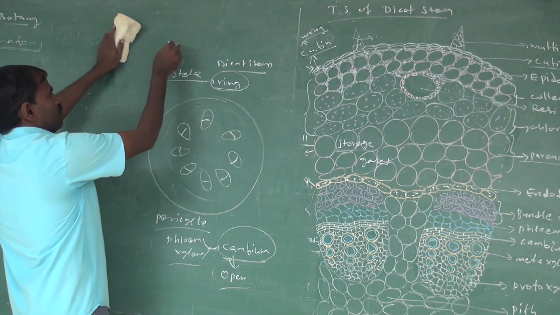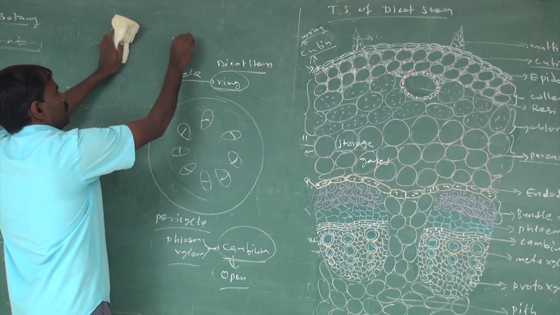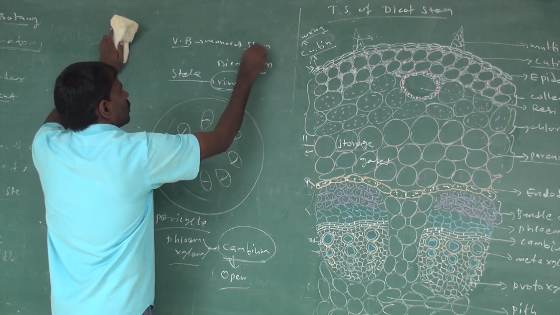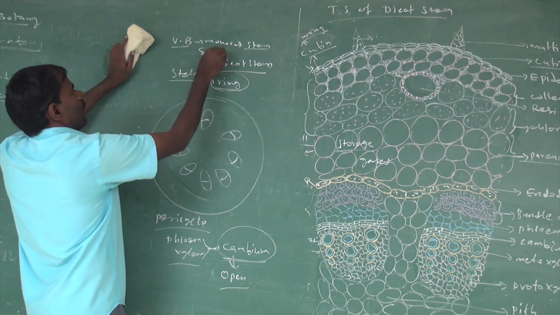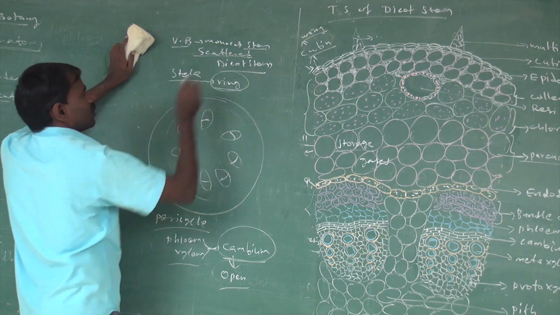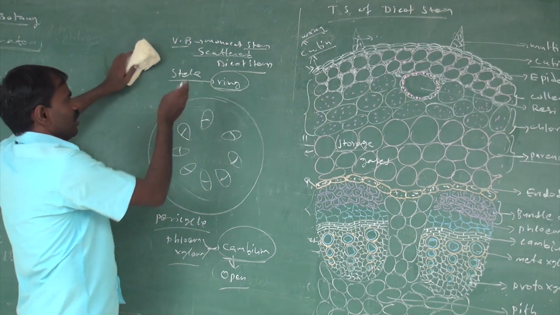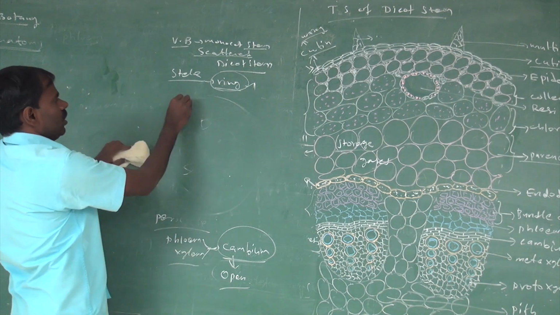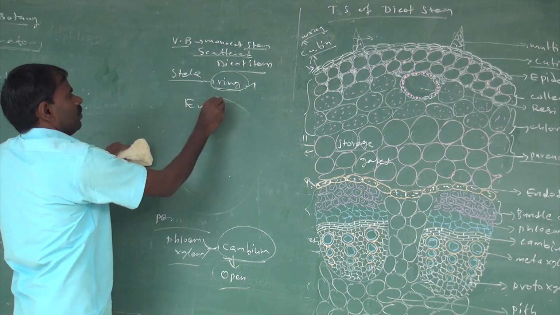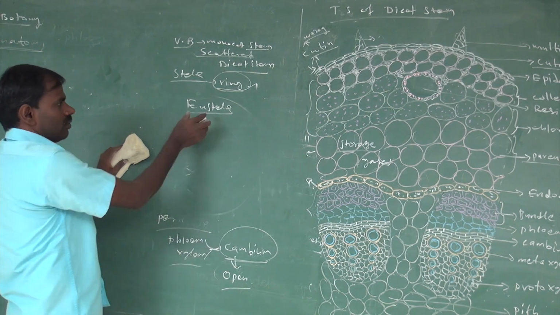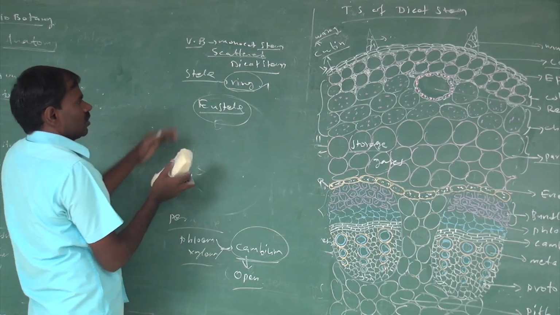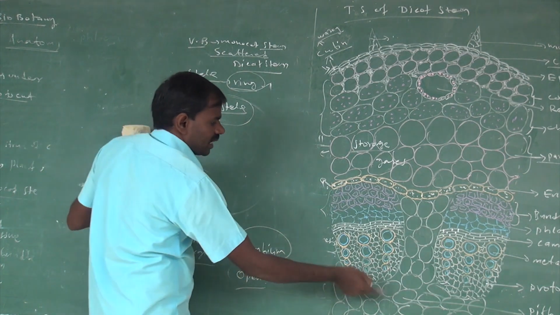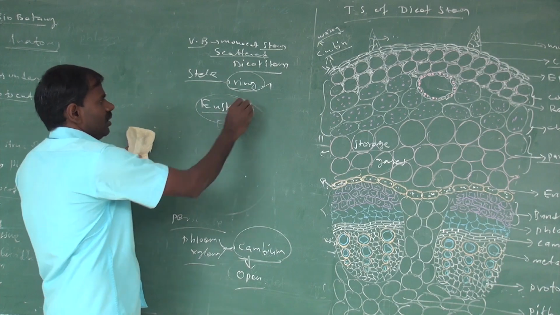but in the monocot stem the vascular bundles are arranged in a scattered manner, whereas in the dicot stem they are arranged in a ring-like structure. This type of stele is also called eustele. What is eustele? Eustele means the vascular bundles are arranged in a ring-like structure, with pith elements within the center.